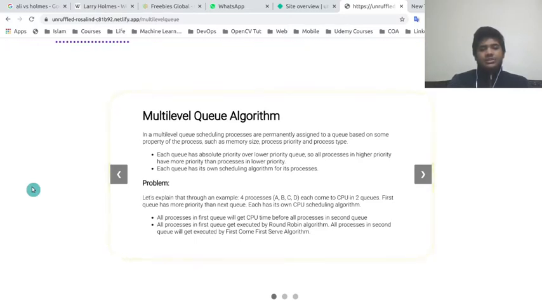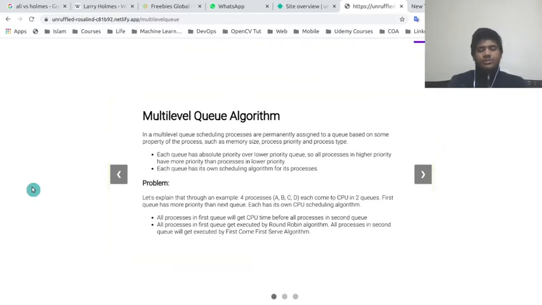In a multi-level queue scheduler algorithm, there are two important things to remember. Firstly, all processes are permanently assigned to a queue based on some property, and the queue will have priority, meaning that it will get executed before a queue with lower priority and after a queue with higher priority. Secondly, the queue will have its own scheduling algorithm, which means all processes inside that queue will be executed by only that previously stated algorithm.